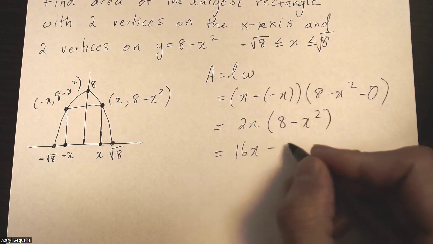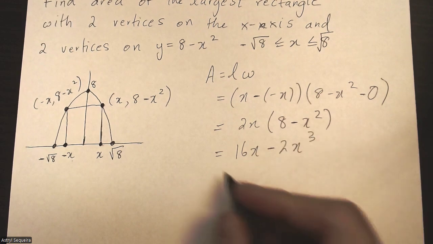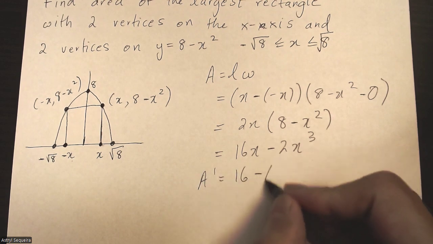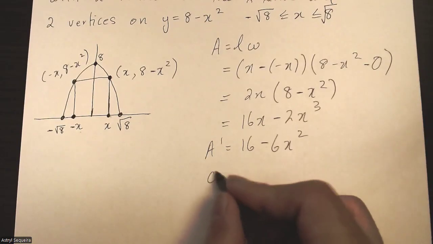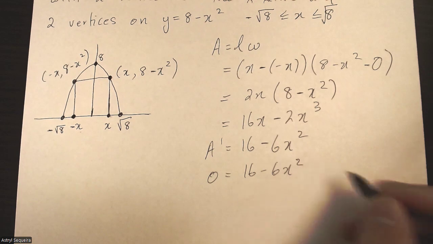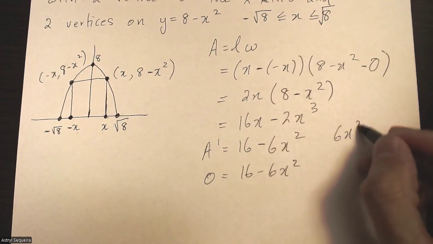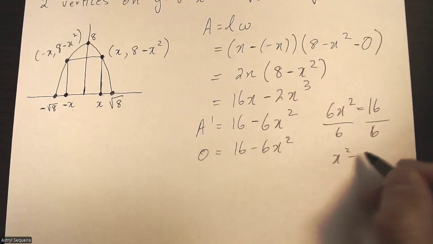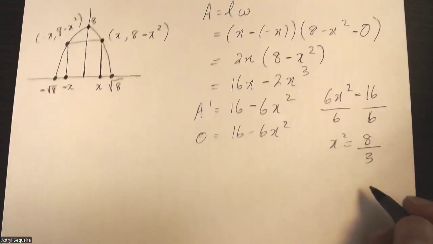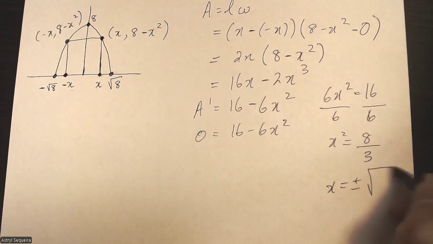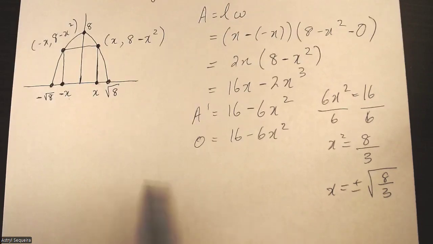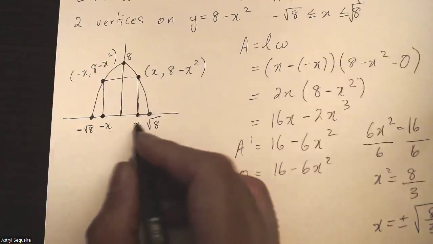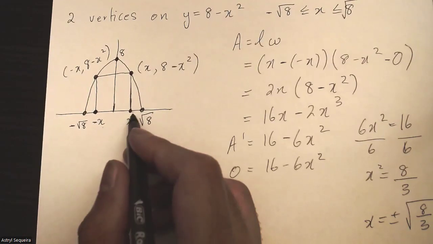So 16x minus 2x cubed, I'll derive it next. 16 minus 6x squared, make it equal to 0 and solve it. So we don't have to actually do the plus or minus because we know that's the positive answer, that's the negative answer over there.